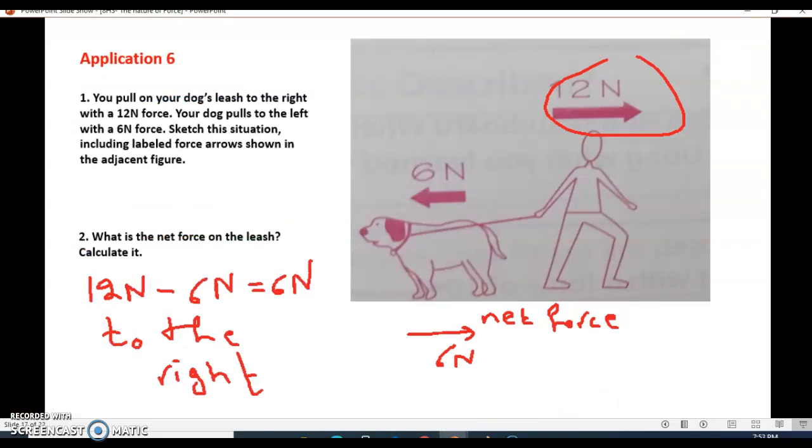And this application is also similar. We have two forces acting on the leash, 60 Newton to the left, 120 Newton to the right. So the net force is 120 minus 60, which is 60 Newton, and the net force will be to the right, in the direction of the stronger force.